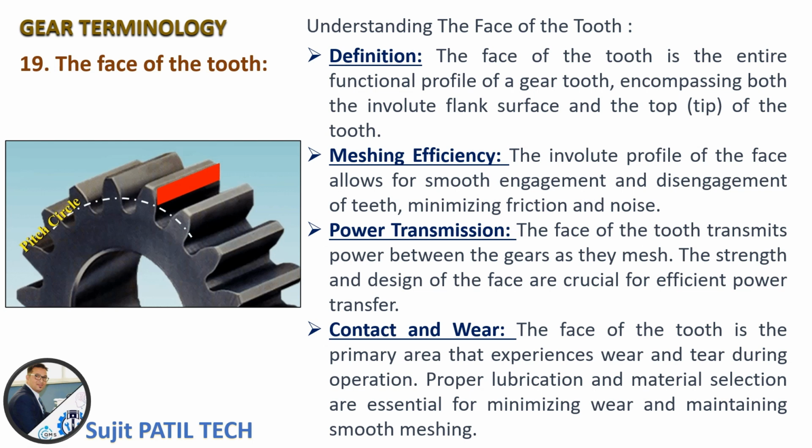Power transmission. The face of the tooth transmits power between the gears as they mesh. The strength and design of the face are crucial for efficient power transfer. Contact and wear. The face of the tooth is the primary area that experiences wear and tear during operation. Proper lubrication and material selection are essential for minimizing wear and maintaining smooth meshing.